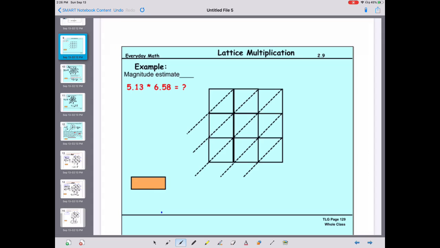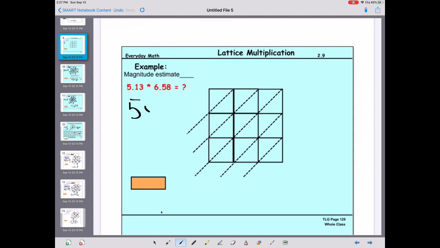This one's a little bit longer. Now you try this one, and then we'll do it together. Pause if you need to. Let's do this one. It's a little bit longer. Magnitude estimate. It's closer to 5 or 6.